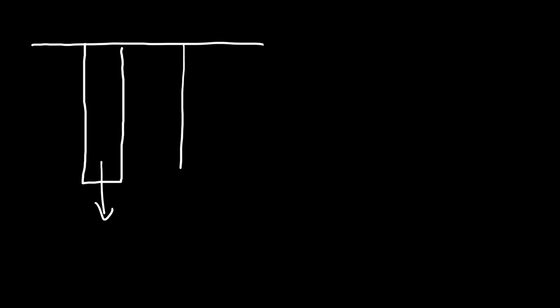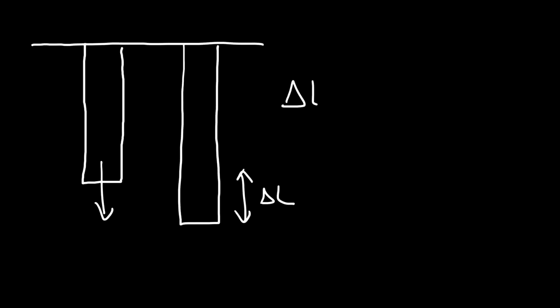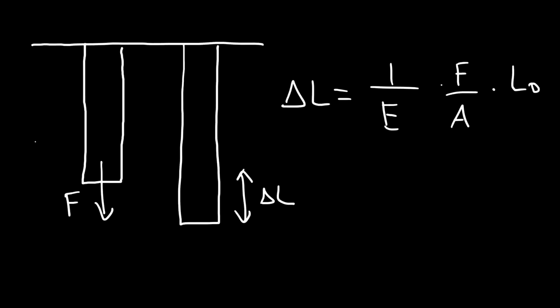Now, don't forget about this equation. When you're dealing with tensile stress or compressive stress, if you need to calculate the change in the length of the object, that is delta L, you can use this formula. Delta L is going to be 1 over E, where E is the elastic modulus or Young's modulus, times F over A. F is the force applied, A is the cross-sectional area, times the original length, L0.